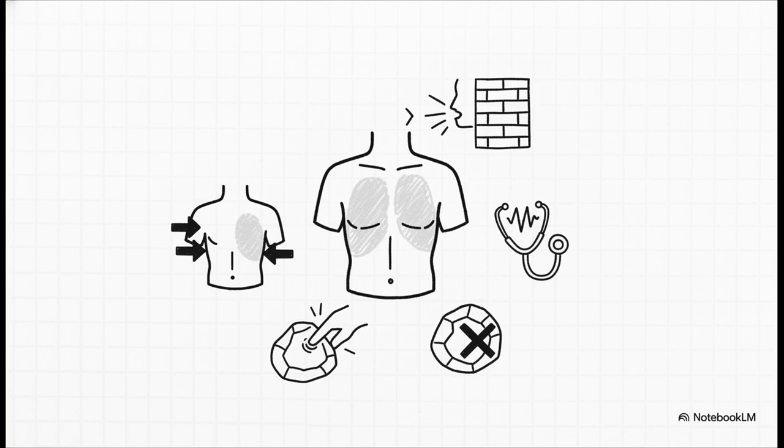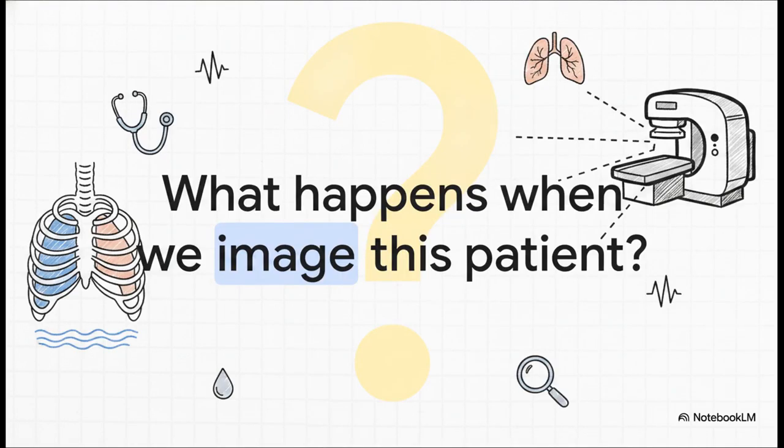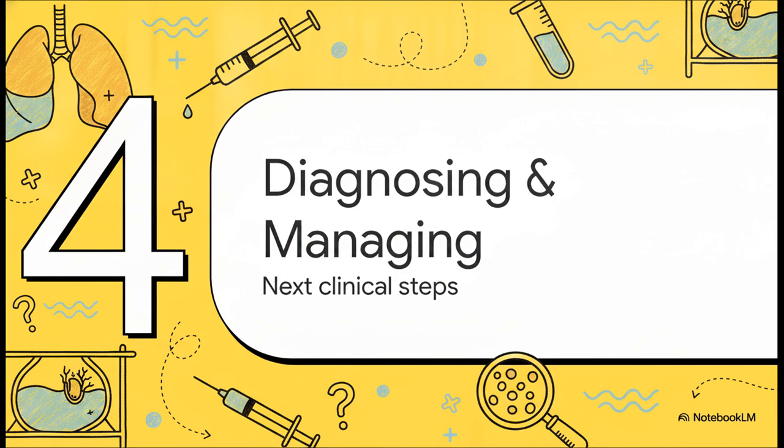Third, when you listen with your stethoscope, you'll hear diminished breath sounds over the fluid. And fourth, both tactile vocal fremitus and vocal resonance are significantly decreased, simply because the fluid acts as an acoustic barrier. Okay, so you've noted the decreased expansion, the stony dullness, and the quiet breath sounds. The physical exam strongly points to fluid. The logical next question to ask is, what happens when we image this patient to visually confirm our bedside diagnostic suspicions? Section 4. Diagnosing and managing effusions.